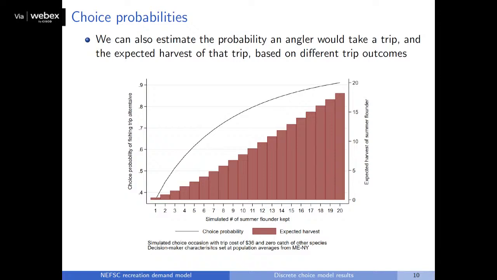However, we've also looked into this in more detail for cod and haddock. So the cod and haddock angler survey is re-implemented every 5 years. Recently, Scott Steinbach and I compared the relative value that anglers place on keeping cod versus haddock between a 2019 survey and a 2014 survey.